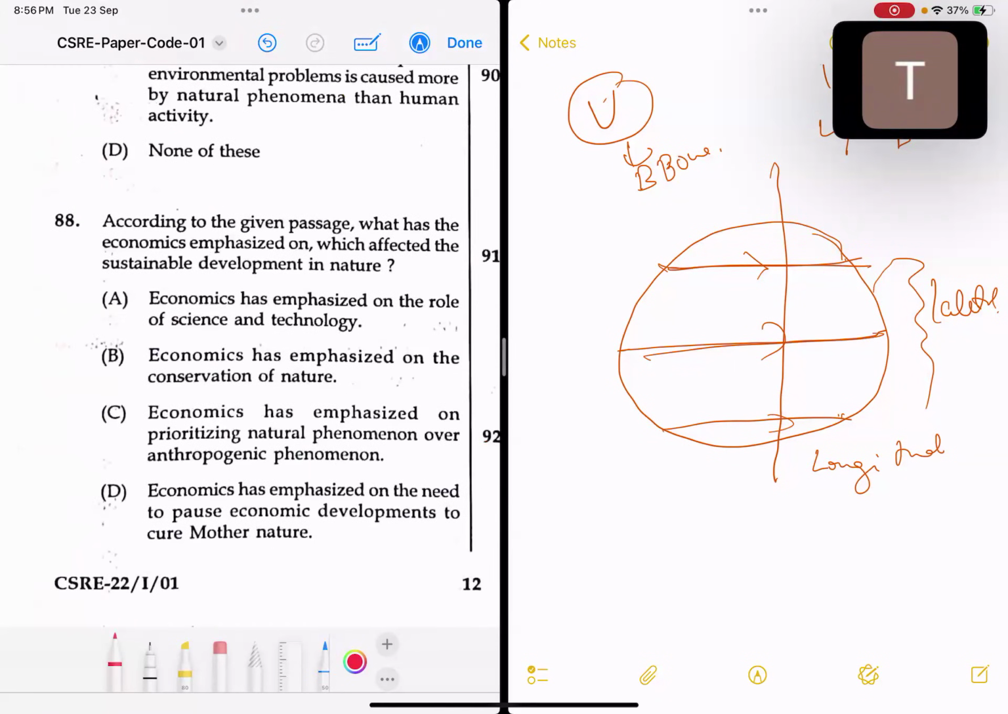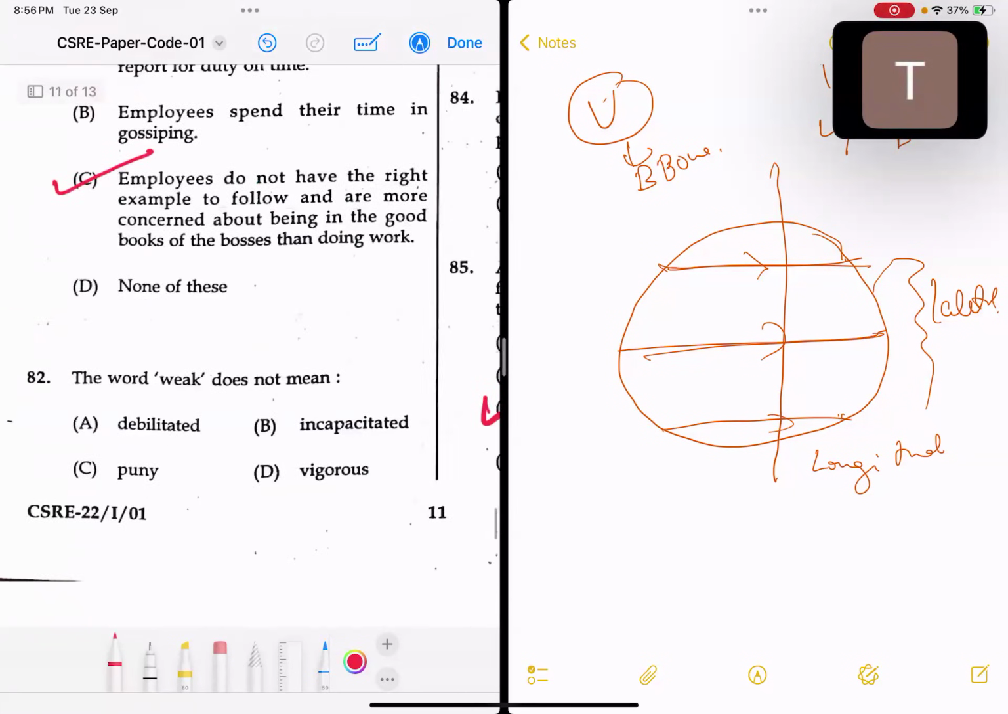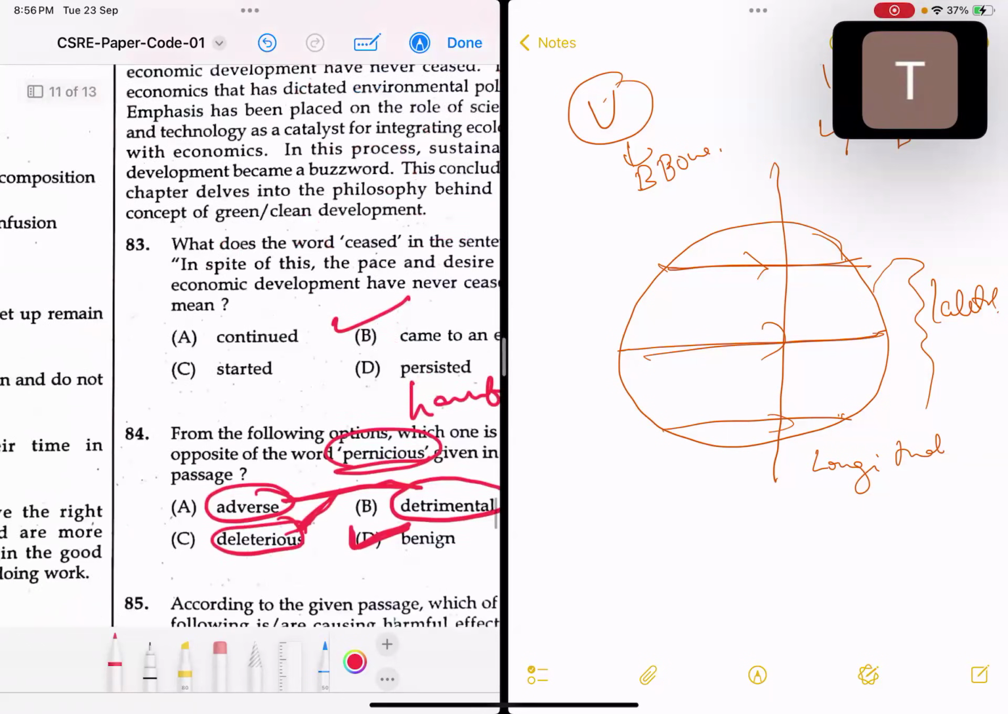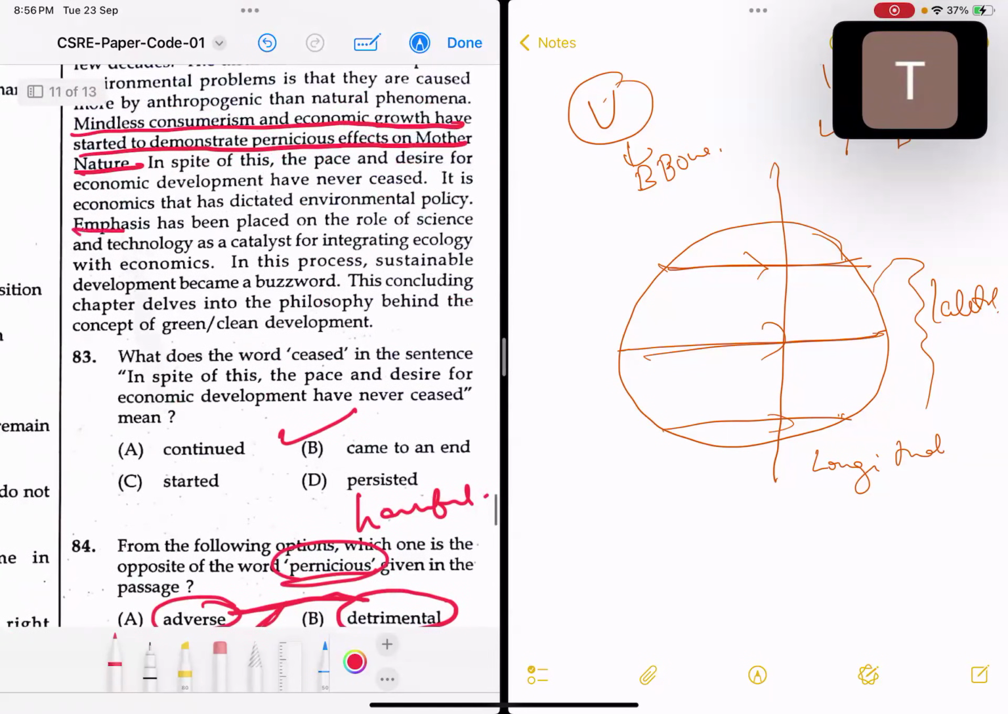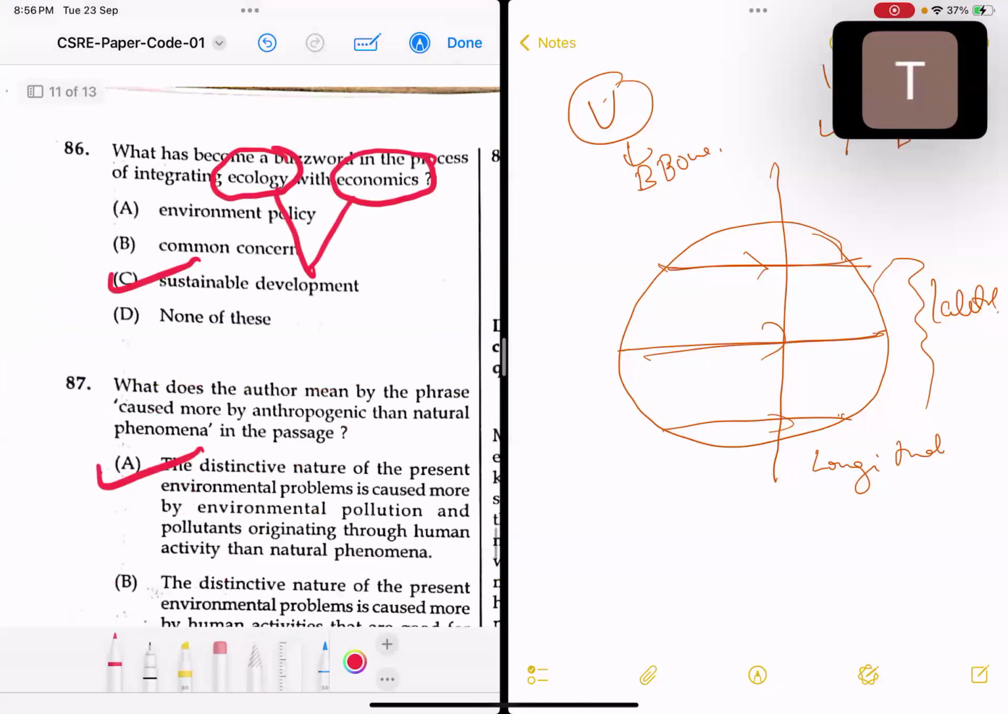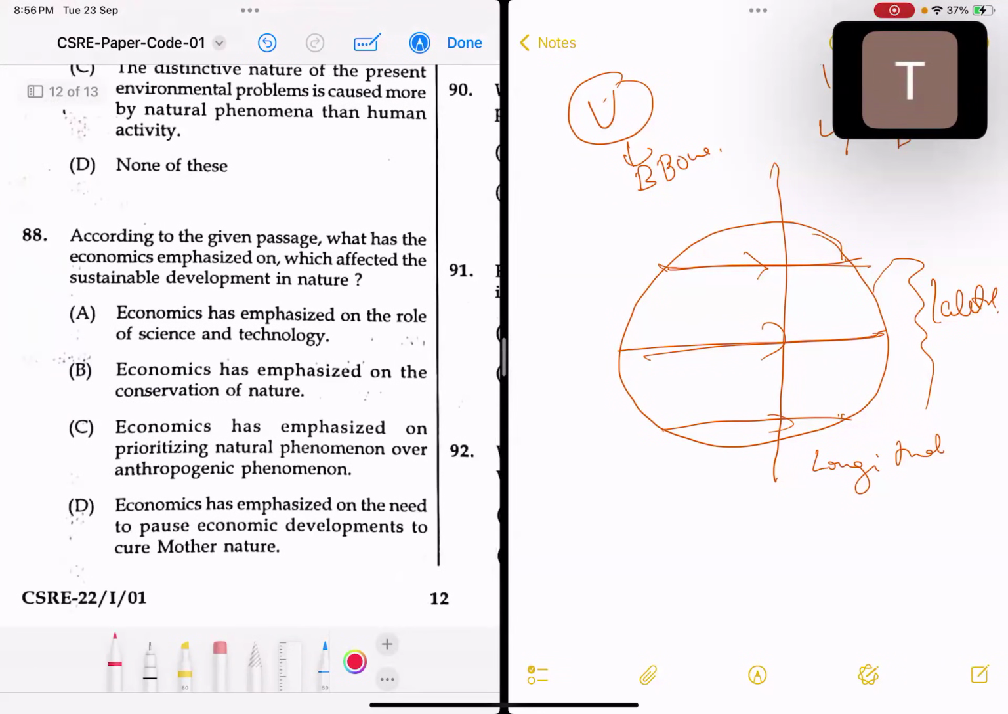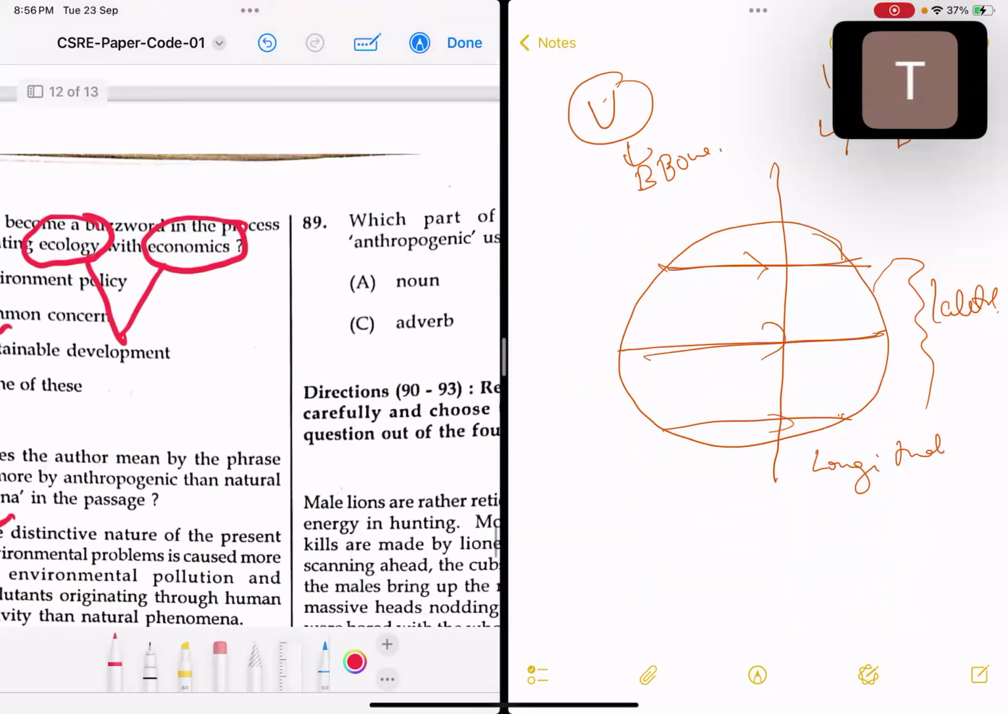Question number 88. According to the given passage, what has economics emphasized on, which affected sustainable development and nature? Now, if you look through the statement, you will see that emphasis has been placed on the role of science and technology, right? So, economics has emphasized the role of science and technology. Okay, so it's a direct question only.